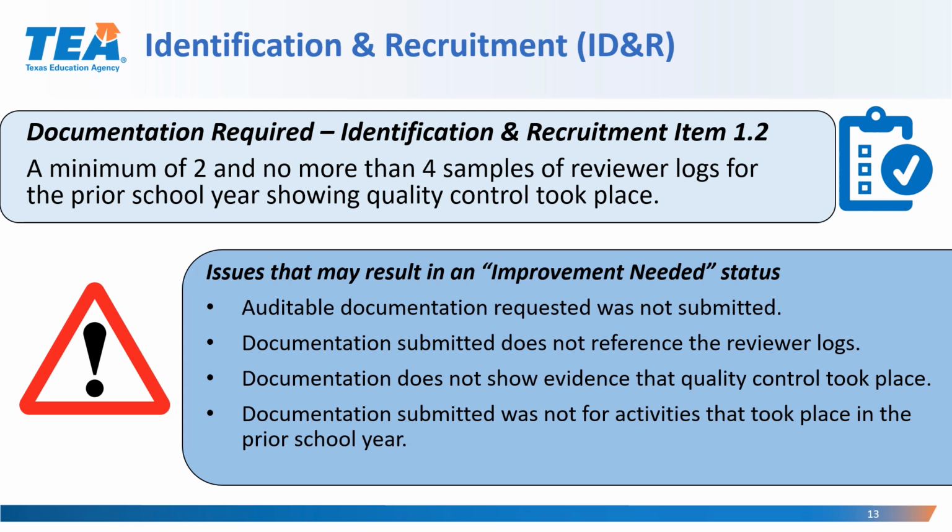For documentation requirement 1.2, again, the acceptable documentation is a minimum of 2, but no more than 4 sample reviewer logs from the prior school year showing quality control took place. Some of the issues that may result in an improvement needed status are the following. Auditable documentation requested was not submitted. Documentation submitted doesn't reference the reviewer logs. Documentation doesn't show evidence that quality control took place. Documentation submitted was not for an activity that took place in the prior school year.